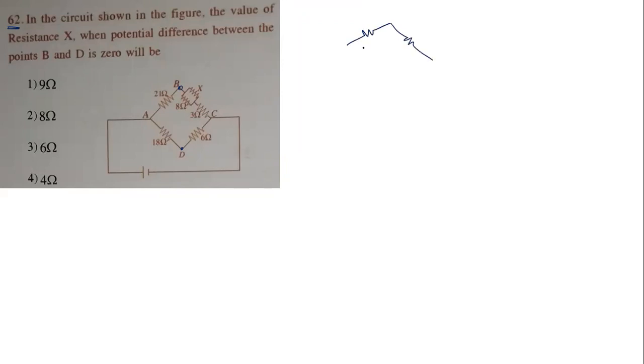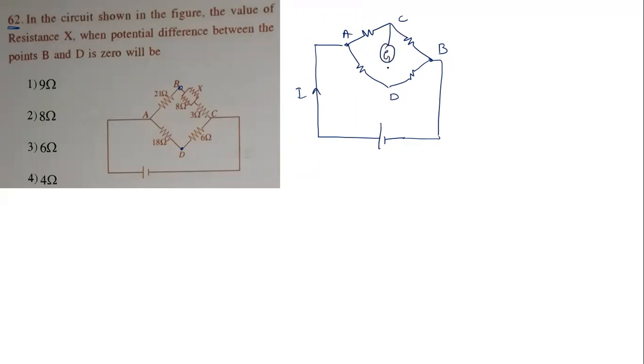Wheatstone bridge I'm going to draw now. Okay, this is the battery, something like this. Current is going to flow here. Let me give A, B, C, D some names. And here we're going to connect what now? A galvanometer we're going to connect. And there is a battery here.